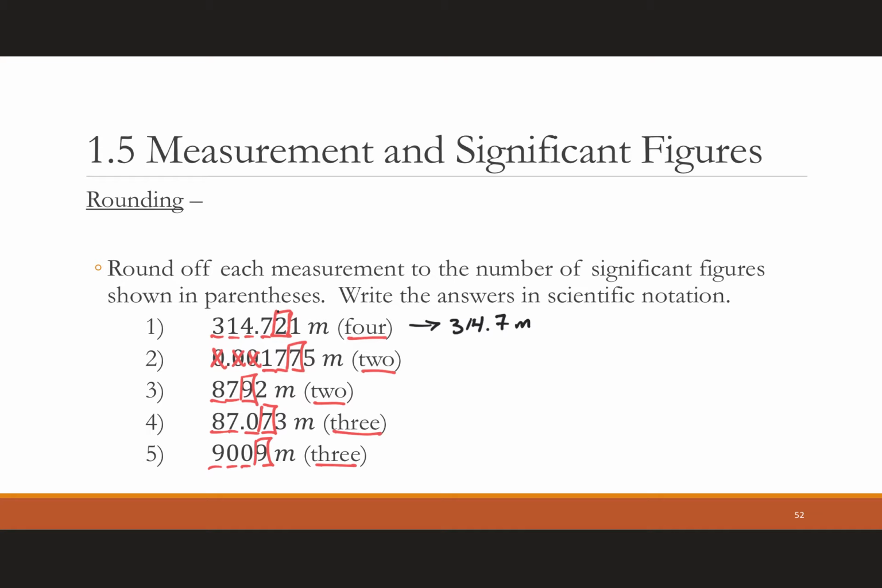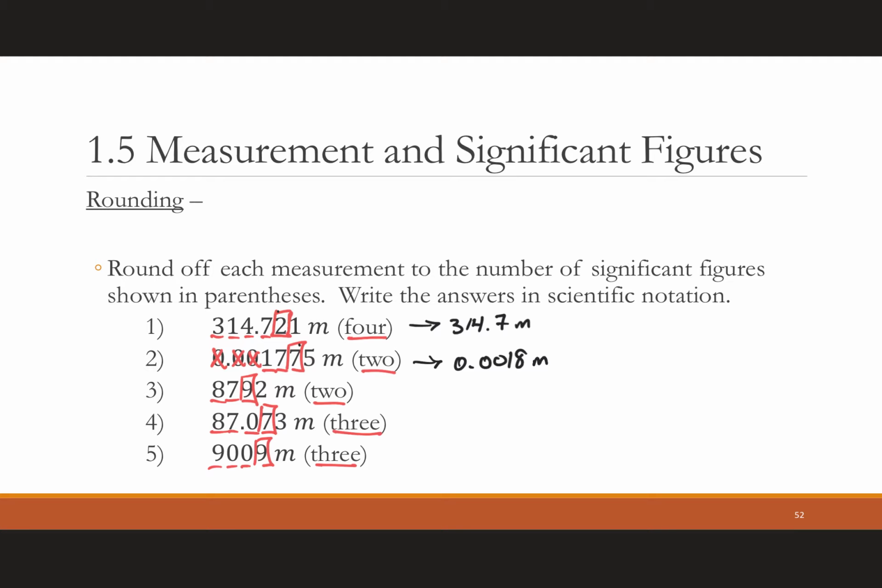0.001775 meters rounded to 2 sig figs is going to be 0.001, and we have a 7 there boxed in, so that makes them round up to 8. Again, it would be 00, but we're not going to do that because then they would be considered significant, which would undermine the purpose of the rounding anyway, so you get 0.0018 meters.